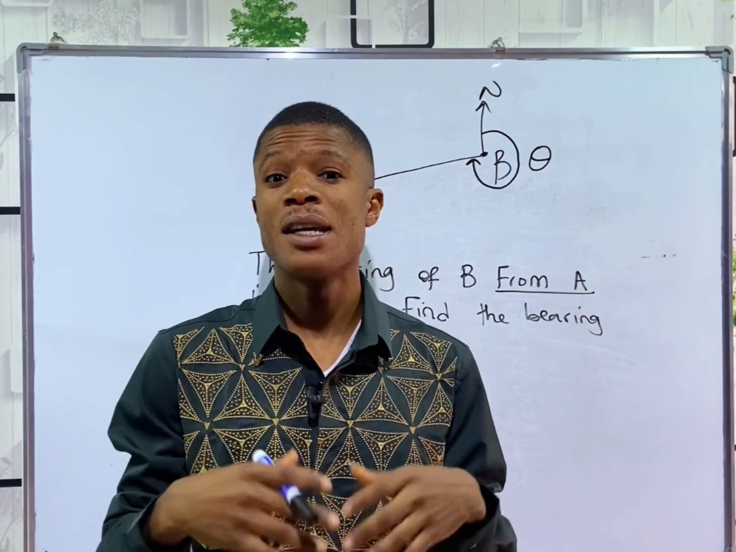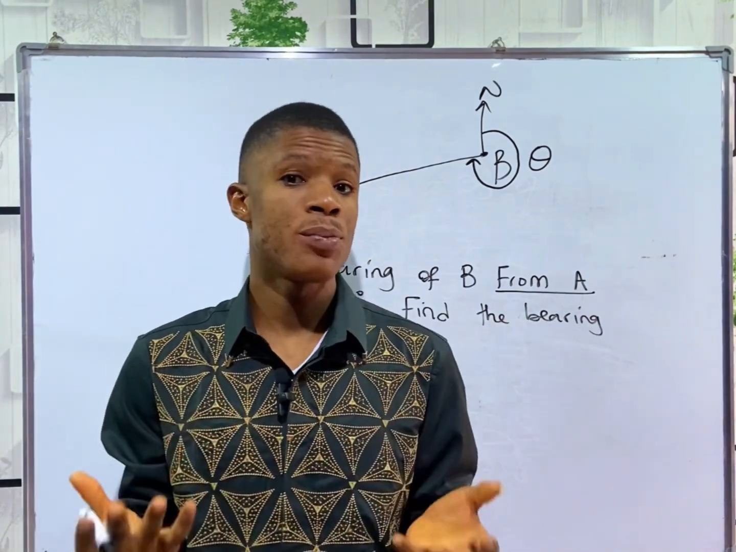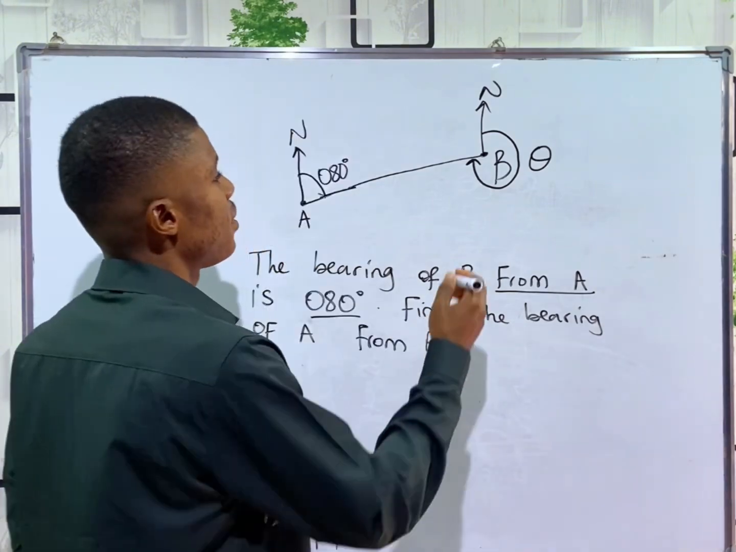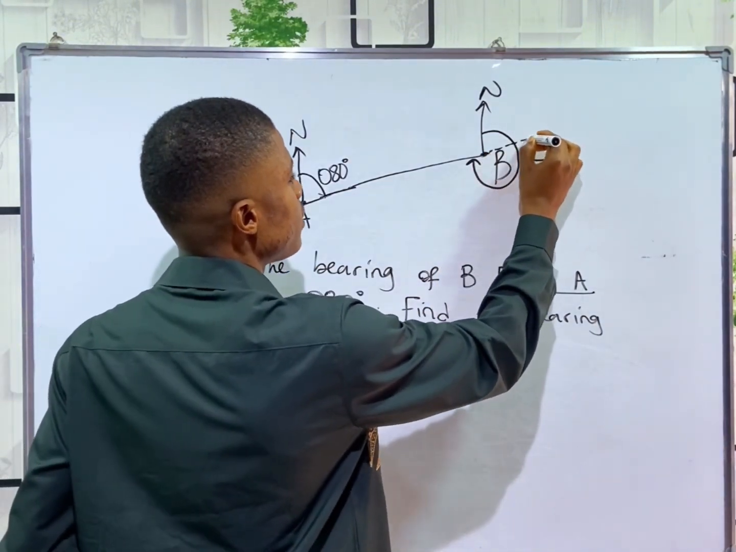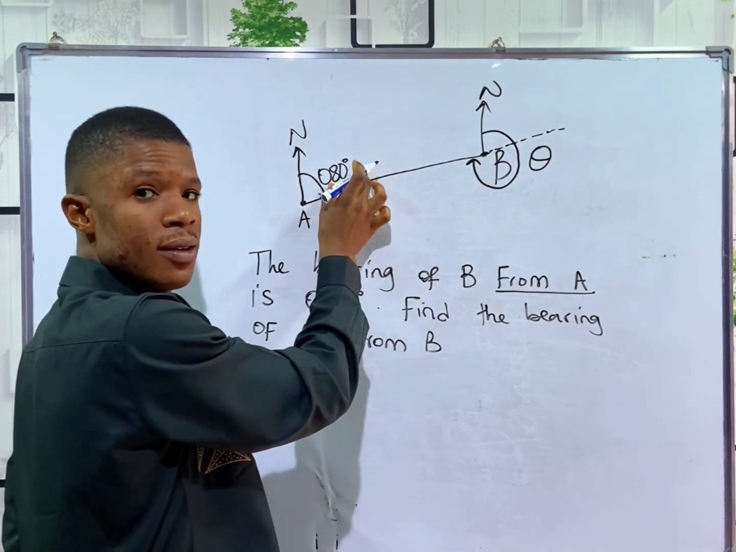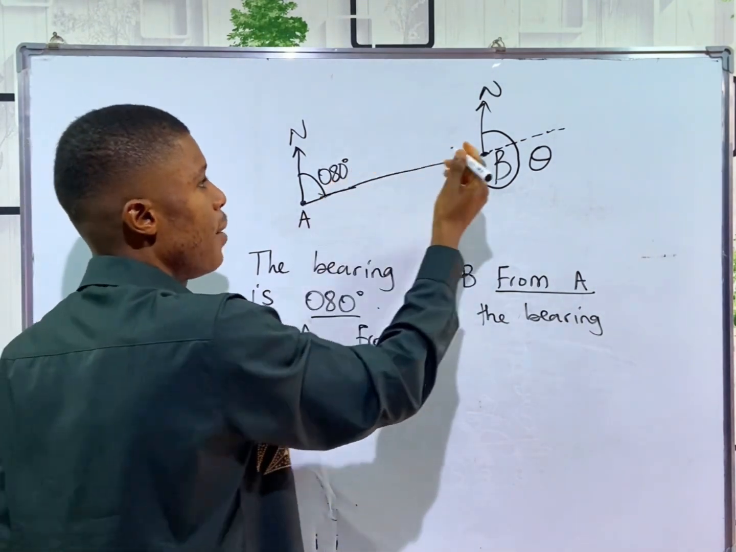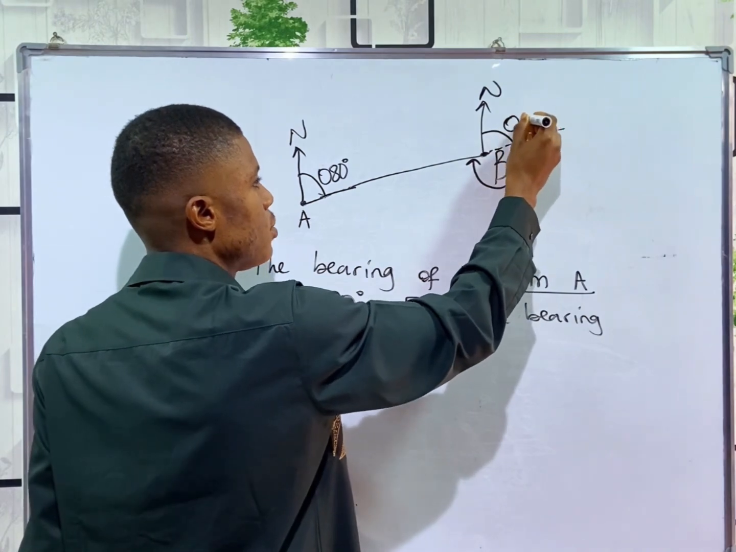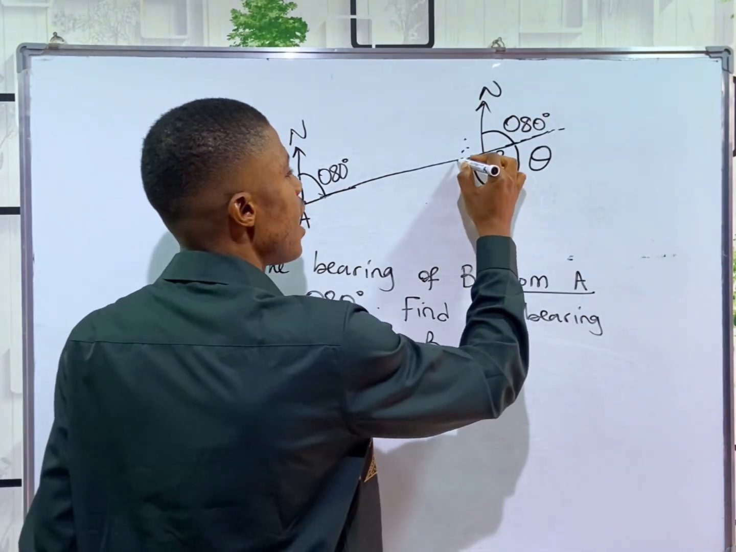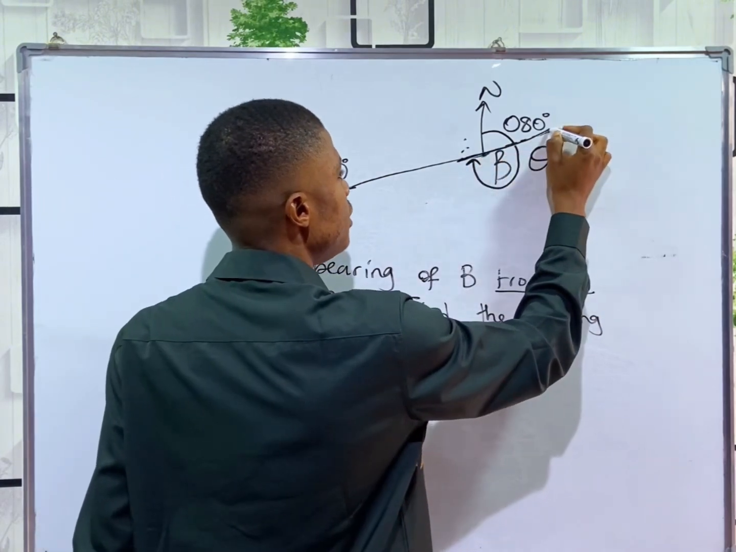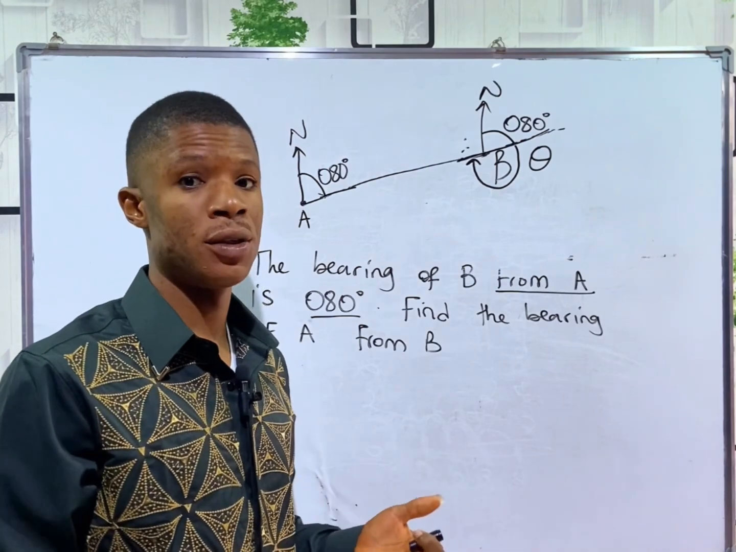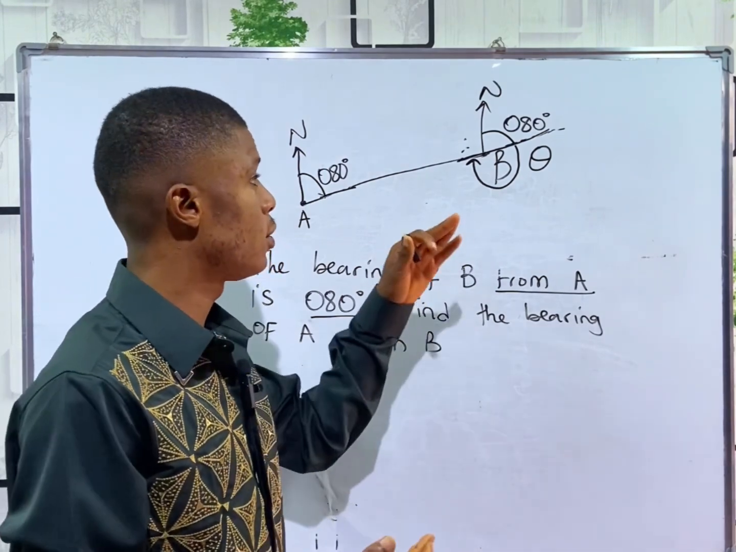If you are good at parallel lines and corresponding angles, then this question is simple. If I extend this particular line up to this extent, and this particular angle is 80 degrees, that means this particular angle should also be 80 degrees. Since this line is a straight line, you know that angles on a straight line add up to 180 degrees.